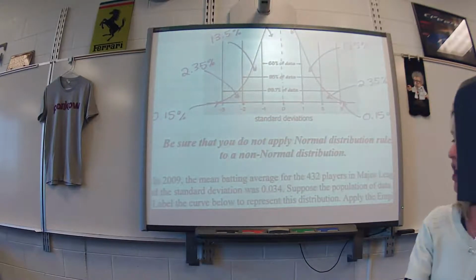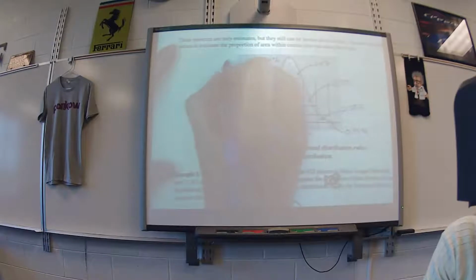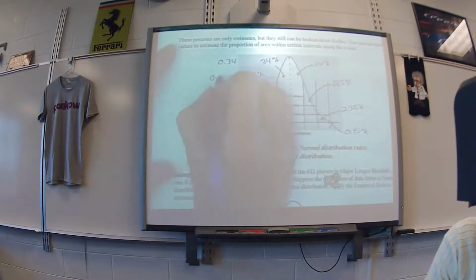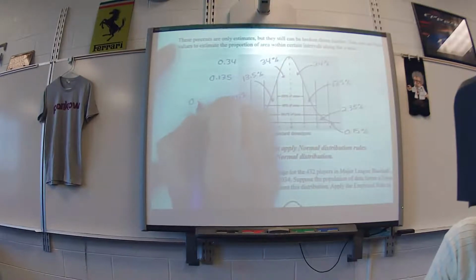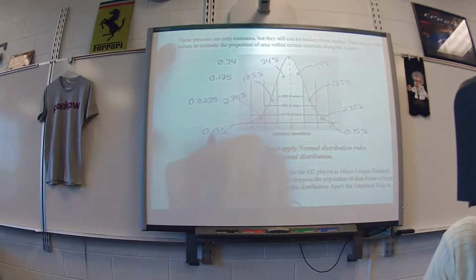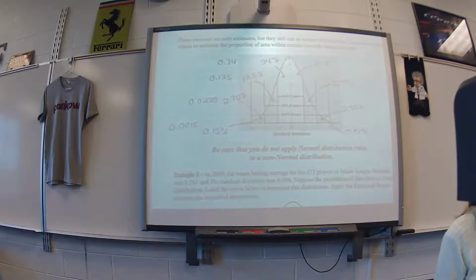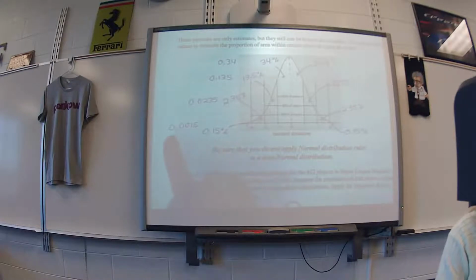0.15%. If I went through and changed all these into decimals, this would be 0.34. This would be 0.135. This would be 0.0235. And this one would be 0.0015. It is super, super tiny. Because basically, if you have a distribution that fits a bell-shaped curve, a normal distribution, your chances of being more than 3 standard deviations away from the center is only 0.15%. Okay, your chance of being this low or this high, very slim.